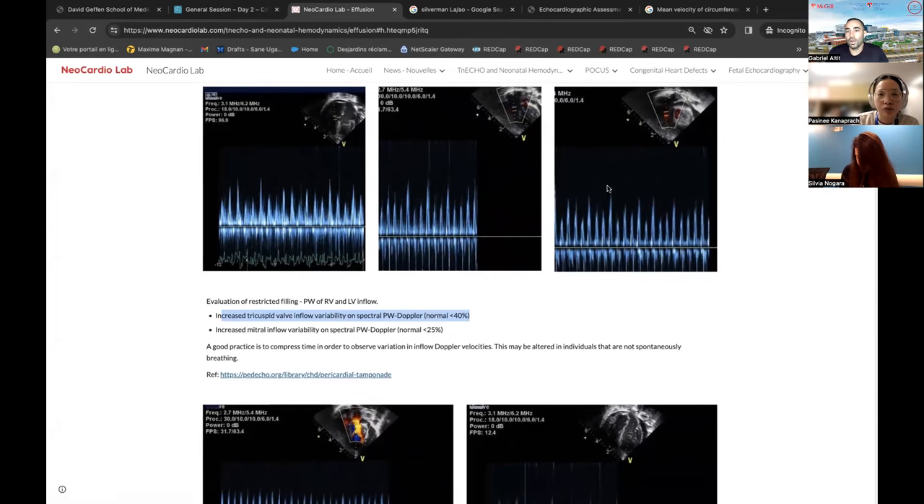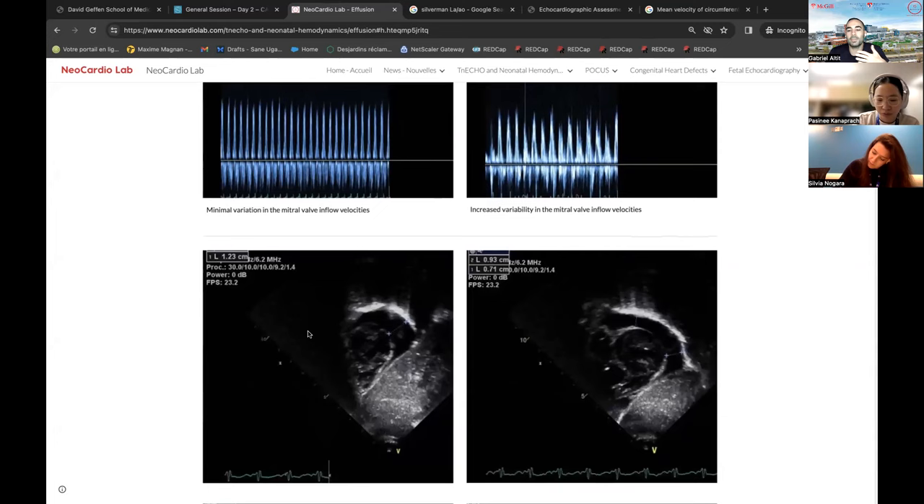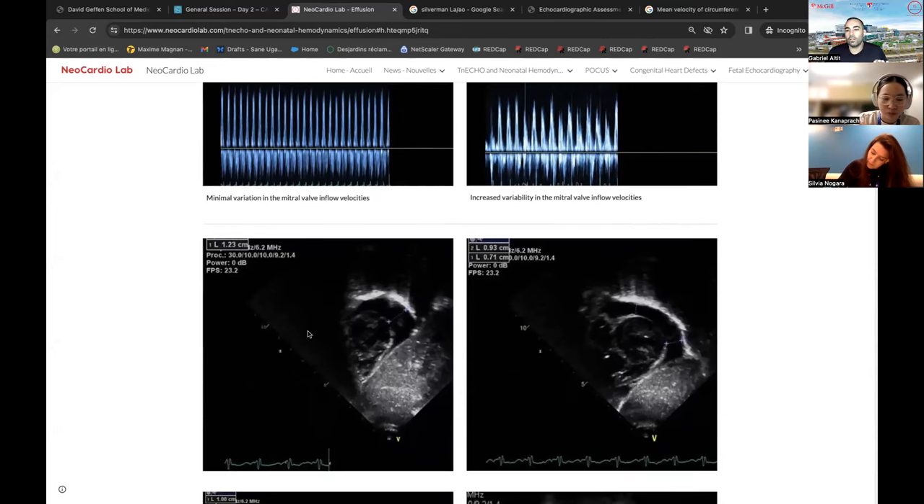So let's say you have, I don't know, 100 centimeters per second and 20 centimeters per second. Well, 100 minus 20 divided by 100 is much more than 40%, right? Same for the LV side, it's 25%. That's considered to be the normal variation. So here you see there's actually minimal variation. It's not so bad. So it depends on the spectrum that you take, and it's taking all the information.